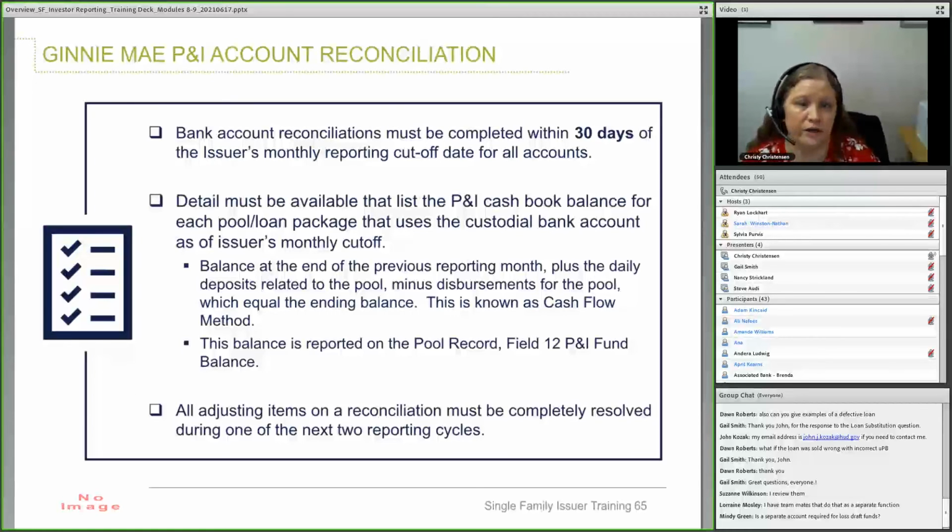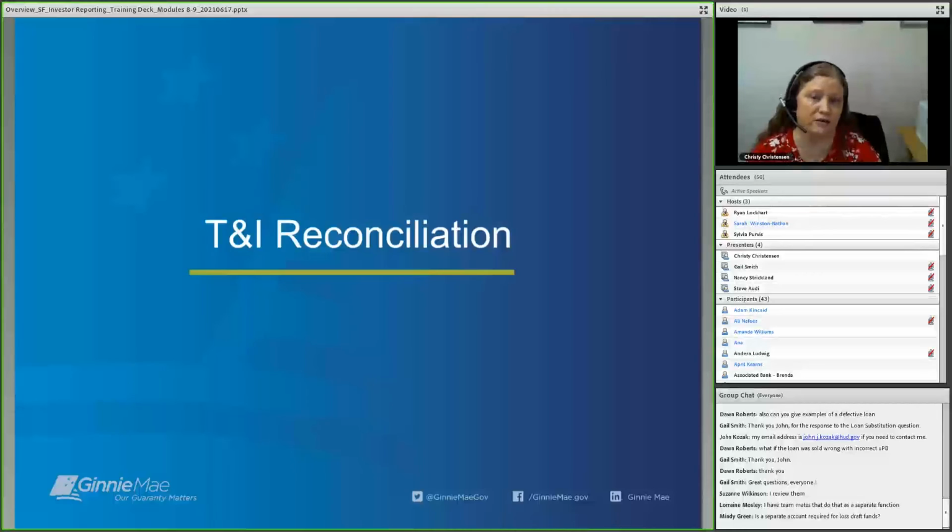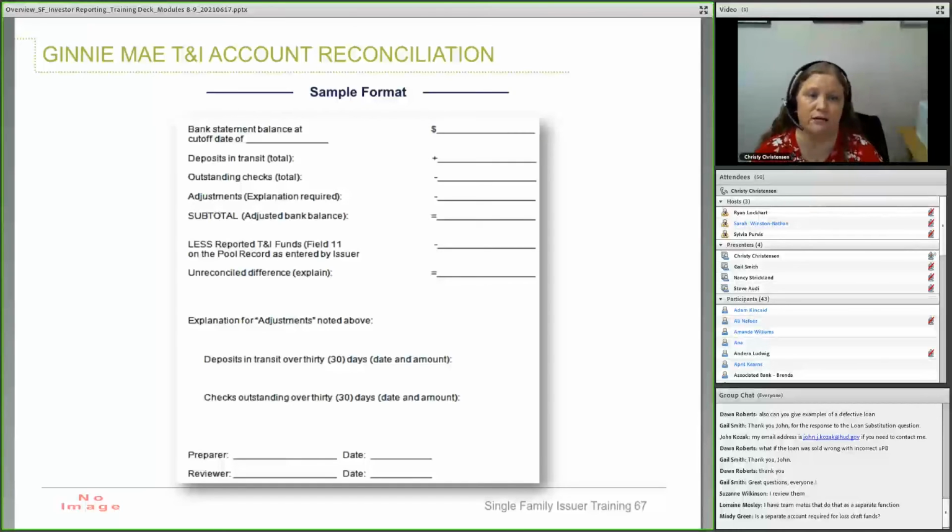An important note, all adjusting items on the recon must be completely resolved and queried within one of the next 2 reporting cycles. If you have outstanding unreconciled items, this may result in an audit finding.